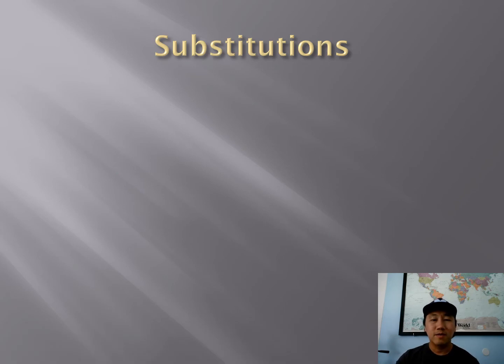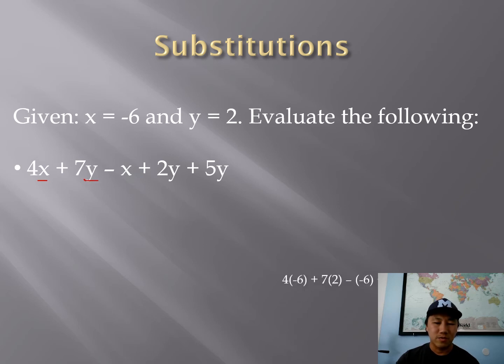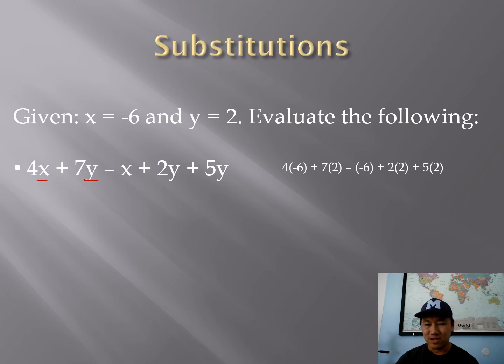Let's go ahead and do some substitutions. So I am going to give you some variables and what they're equal to. X is equal to -6 and y is equal to 2. Then I'm going to give you an expression. And all you have to do is substitute the correct numbers into the correct letters. Alright, so every time you see an x, you're going to replace it with a -6. And every time you see a y, you're going to replace it with a 2. There it is. I just replace every single x with -6 and every single y with 2. And then I just have to simplify.